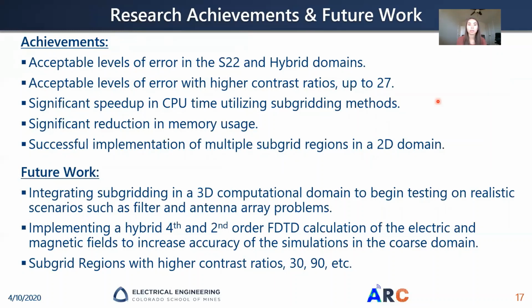So going forward, we'll be integrating subgridding into a 3D computational domain so that we can begin testing on realistic scenarios such as filter and antenna array problems. And hopefully going up to higher subgrid ratios of 30, 90, past 100. Sometimes those are necessary with the very high frequencies we have. For 5G, going all the way up to 60 gigahertz is a very small meshing ratio you will need.